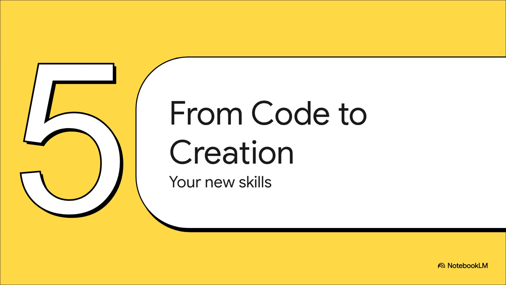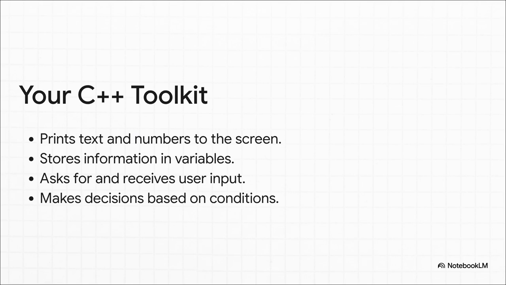Woo! We have covered a lot of ground, from just saying hello all the way to making decisions. So let's just step back for a second and see what you can actually build with these new tools. You officially have your first C++ toolkit. Think about it. You can write a program that communicates, that remembers, that listens, and that thinks logically. These are the absolute core skills every single programmer uses. I mean, with just this, you could build a simple calculator or even the beginnings of a text adventure game. The possibilities are already starting to open up.